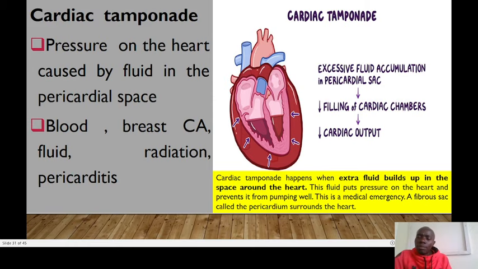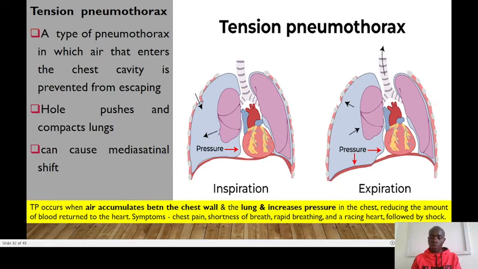Next, we have the cardiac tamponade, and cardiac tamponade is when you have pressure on the heart by the fluid in the pericardial space. All right, the pericardial space has a fluid, so that's what will restrict it. So this could be because of blood, breast cancer, and pericarditis. All right. So here we normally have excessive fluid accumulation in the pericardial space, which leads to decreased filling of the cardiac chambers, and when this happens, there will be decreased cardiac output.